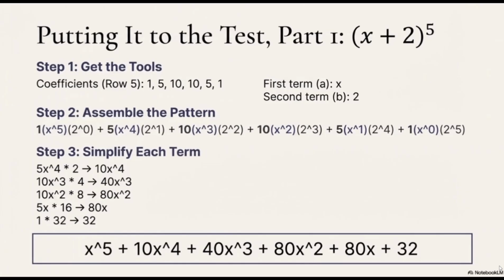So again, let's go back to our main question. The main question was x plus 1 to the power of 5, but at this point, we have x plus 2 to the power of 5. So one thing that would change over here is that my a is x, that's okay, but my b is not 1 anymore. My b is 2.